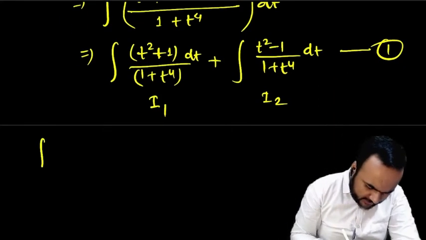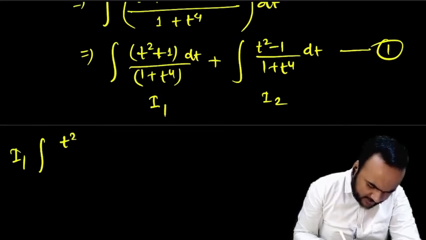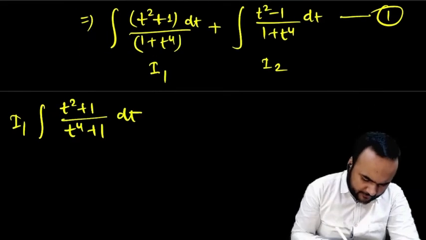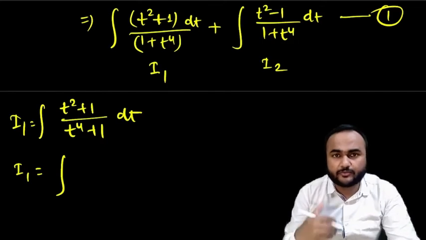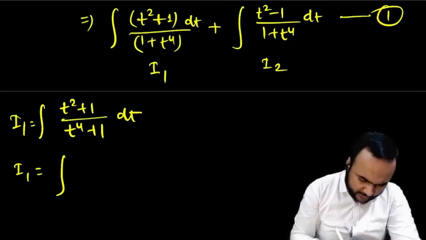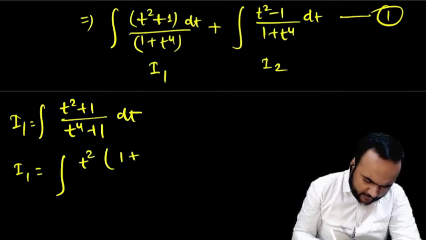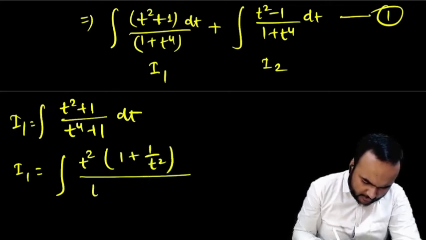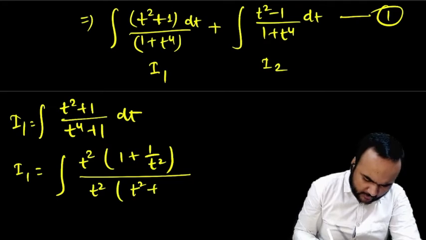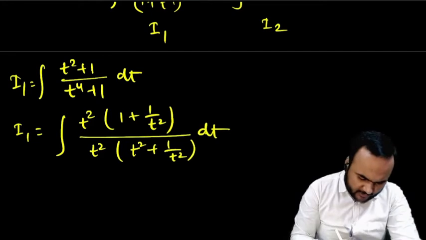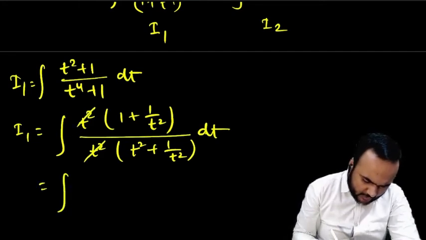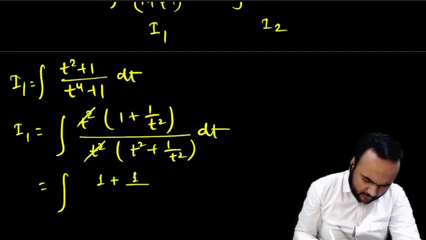So now let's integrate I1. I1 is nothing but t square plus 1 over t to the power 4 plus 1 into dt. What I am going to do is take t square common from the numerator and denominator both. So it will become t square into 1 plus 1 by t square over t square into t square plus 1 by t square into dt. Now you can see, students, that this t square and this t square will easily get cancelled out. So our integration will become 1 plus 1 by t square over t square plus 1 by t square into dt.